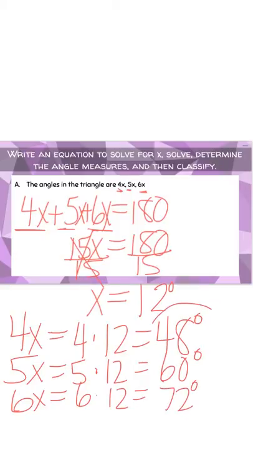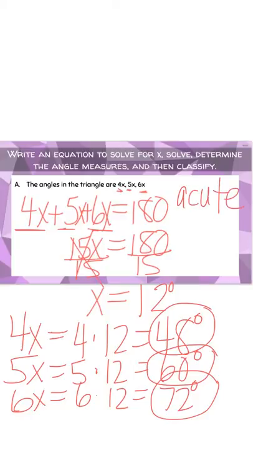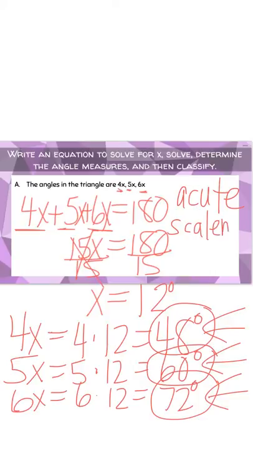So now that we know our 3 angle measures are 48 degrees, 60 degrees, and 72 degrees, we can now look at what type of triangle it is based on the angles. They are all less than 90 degrees, which makes them an acute triangle. Because all 3 are different, we can now classify it by the sides. We know all the sides will be different, and that makes it a scalene triangle.